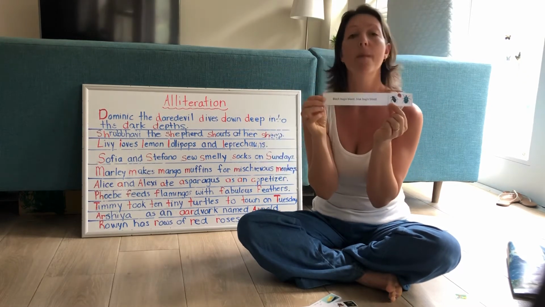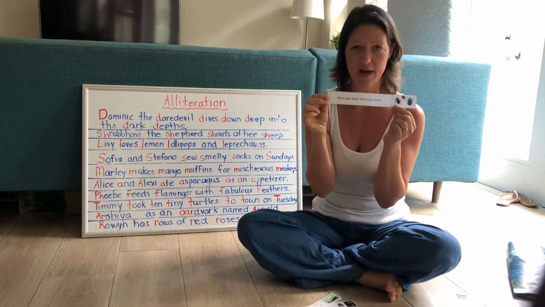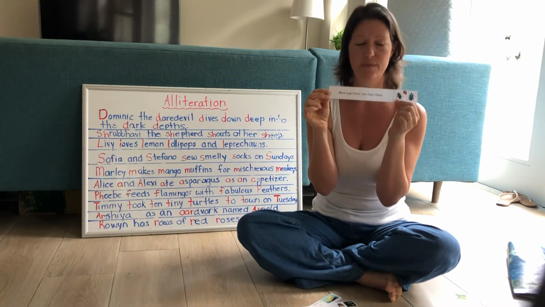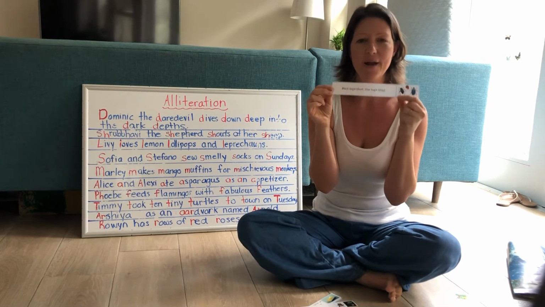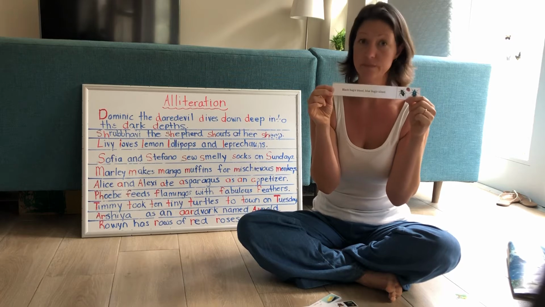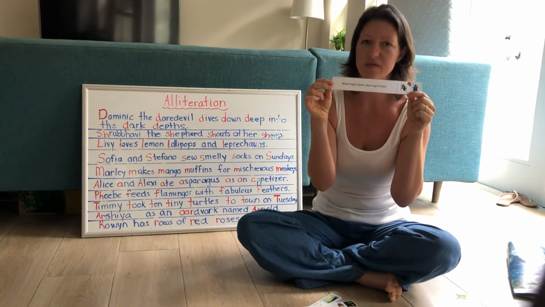Here I go. Black bug's blood, blue bug's blood. Black bug's blood, blue bug's blood. Whoop. Tricky. My tongue got twisted because of the alliteration.